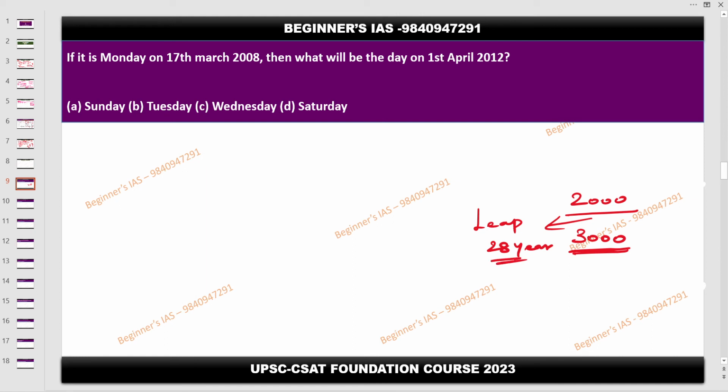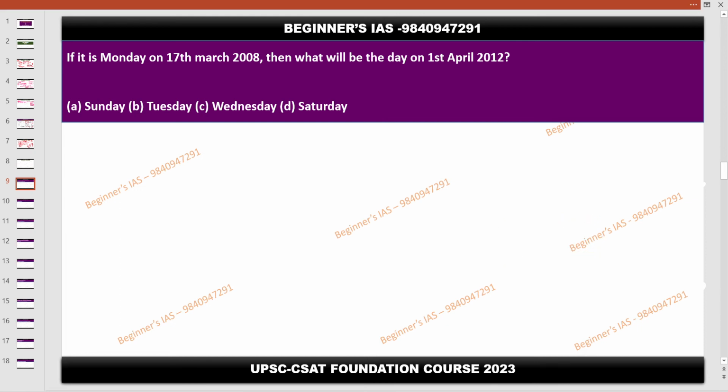A leap year calendar repeats every 28 years. So between century years, that means... Yes, between century years, 2000 and 2100, like that? Yes, of course. 2100 is not the... Yes, correct, okay. Correct, Pratish. Okay, sir.